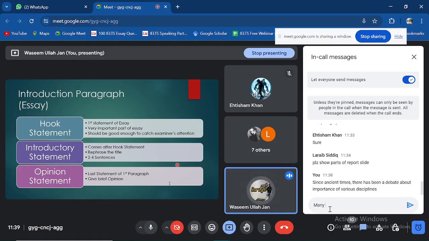So, can anyone give me a synonym of parents? What can be another word for parents? You can open your mic, but don't use Google. Guys, come on, you have to respond. This is how we are supposed to take this class.